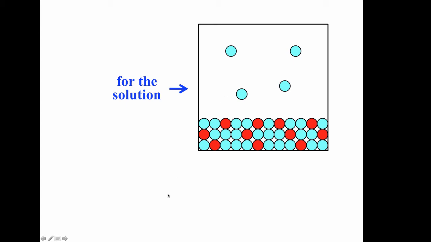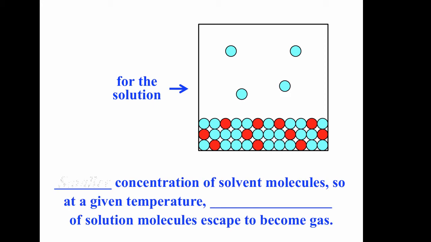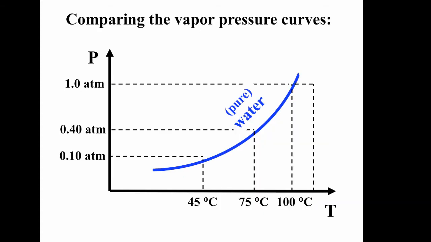And note, we're going to have a lower vapor pressure over the solution because not 100% of the molecules are solvent that can escape and form gas. A smaller percent are solvent that can escape and form gas. So because we have a smaller concentration of solvent molecules, i.e. less than 100%, at a given temperature, we're going to have a smaller fraction of the solution molecules that can escape to become gas, and that's going to reduce the vapor pressure above the solution by comparison to that for the pure solvent.